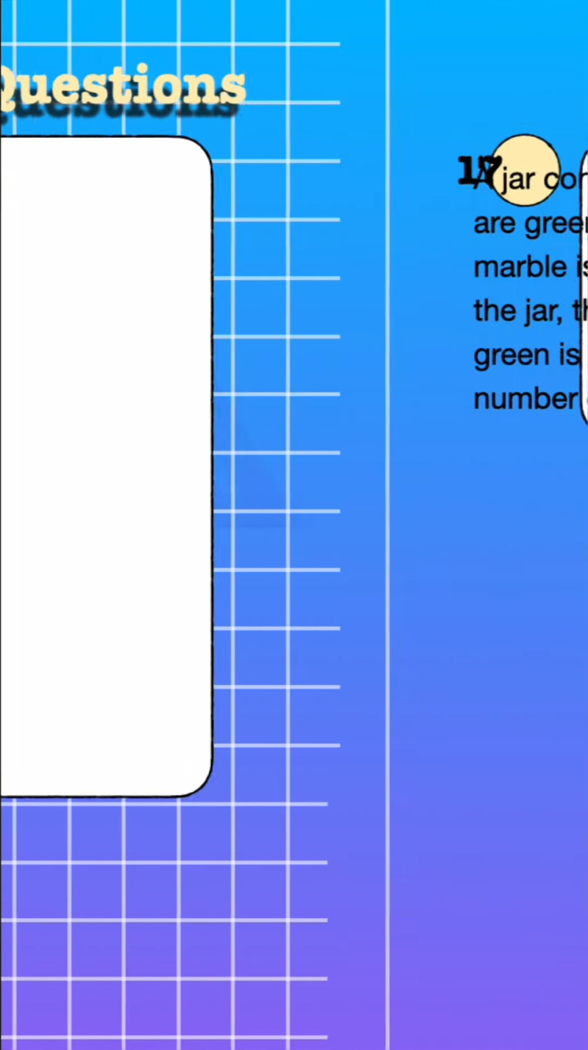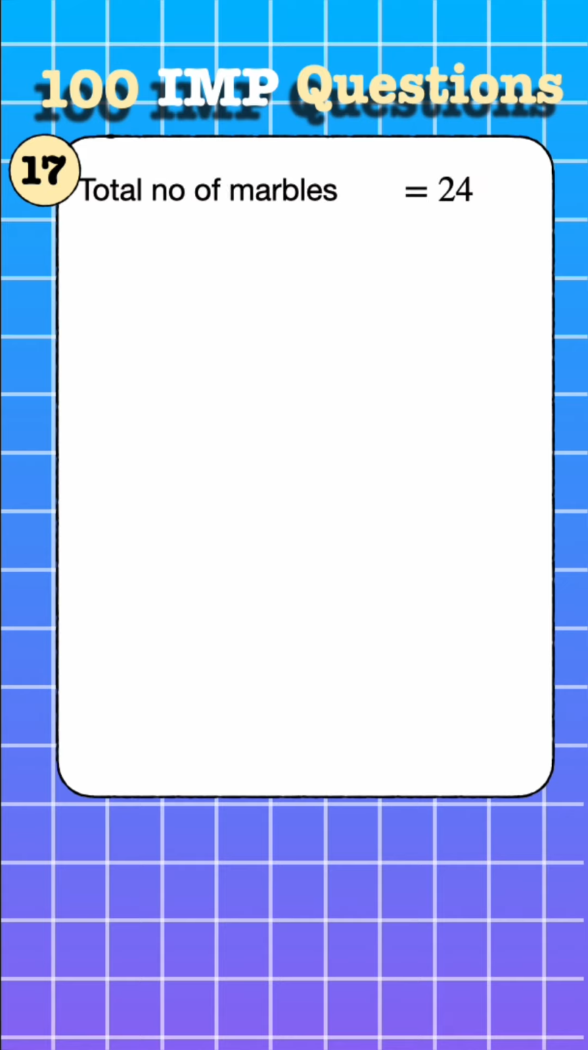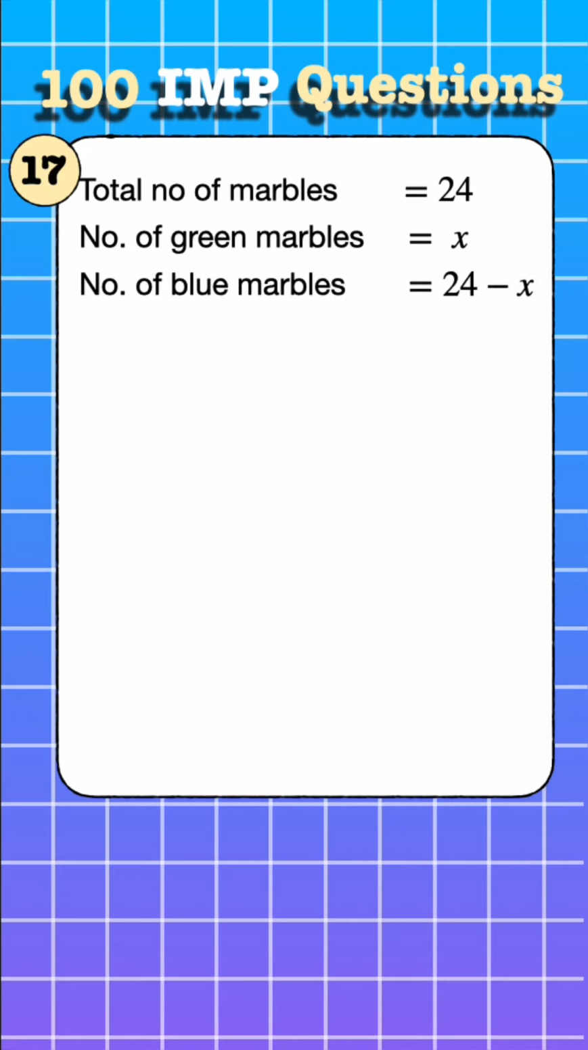Good question. Let's start. So total number of marbles are given to us, 24. We will assume that the number of green marbles are x. So the number of blue marbles will be 24 minus x, because green plus blue is 24. So out of 24, if x are green, then the remaining are blue. So that will be 24 minus x.